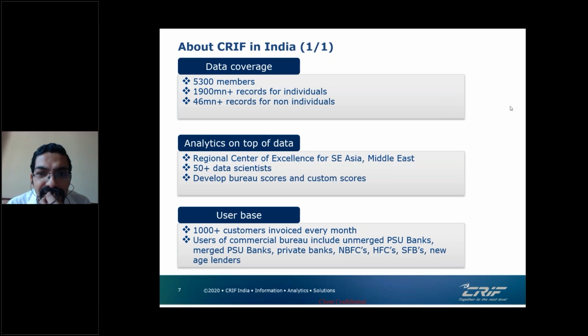Next question is, can you please explain new age lenders? New age lenders are essentially lenders who are focusing largely on cash flow based lending. They are more advanced users or more extensive users of data in their underwriting, and their fulfillment is partially digital.